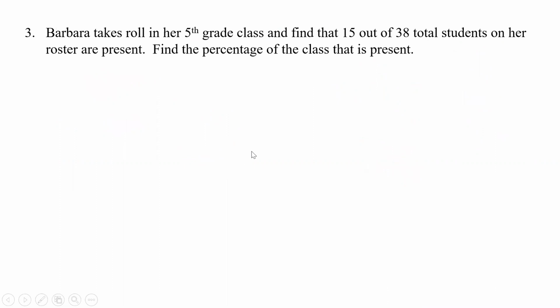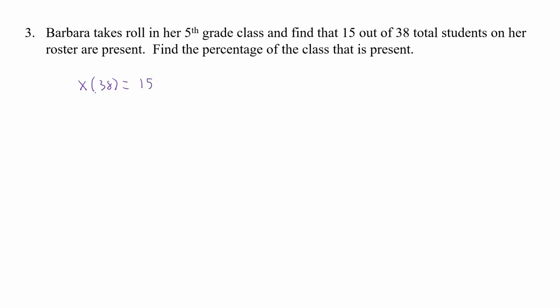All right, so this one, Barbara takes a role in her 5th grade class and finds out that 15 out of the 38 students on her roster are present. Find the percentage of the class that is present. Well, if we write it as an equation, we're going to take some percent of the total class, which is 38, is equal to what is actually there, which is 15.